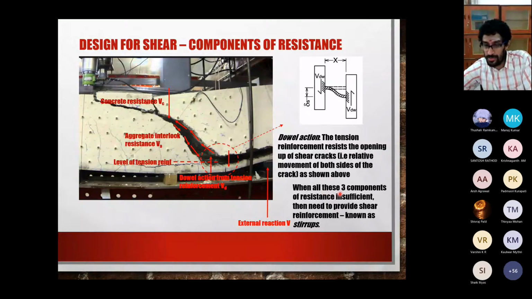So when all these three components of resistance are insufficient, meaning that this plus this plus this is not able to reach the level of your shear force, then you need to provide a separate reinforcement to take shear, which is known as shear reinforcement or stirrups.